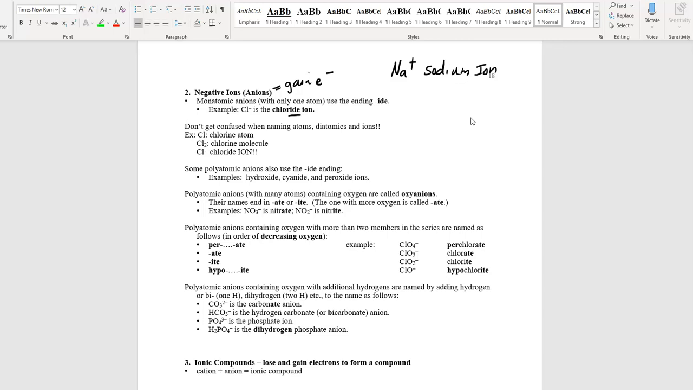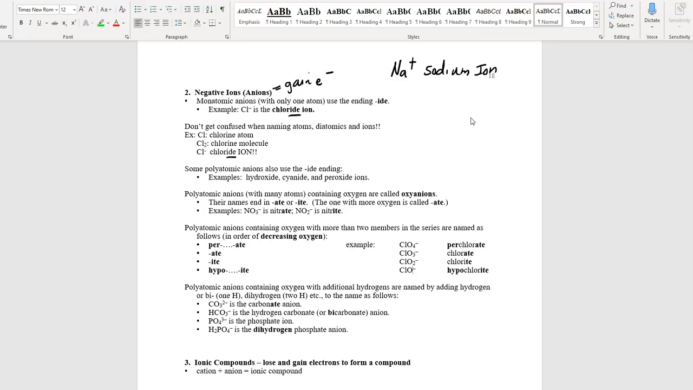I like this example that I put on here so you see the difference. Just normal chlorine on the periodic table is a chlorine atom. But those diatomics aren't chlorine no more. That's a chlorine molecule. And if you put a charge on it, then it becomes obviously chloride ion. Because of the negative, you got to change the ending.